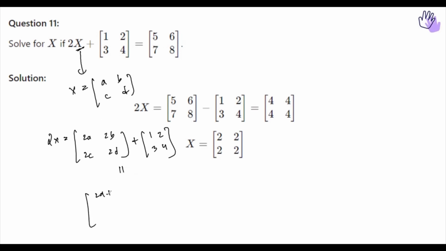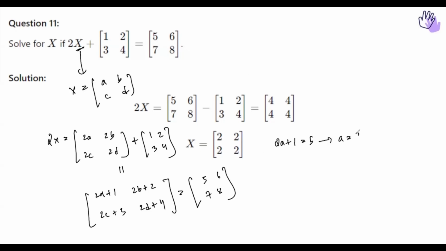So this will be 2A plus 1, this will be 2B plus 2, this will be 2C plus 3, this will be 2D plus 4, right? And they're saying this is equal to 5, 6, 7, 8. Because they are equal, corresponding elements should be equal. So 2A plus 1 should be equal to 5. From this, I get A equal to 2. 2B plus 2 should be equal to 6, so 2B is equal to 4, and again I get B equal to 2.